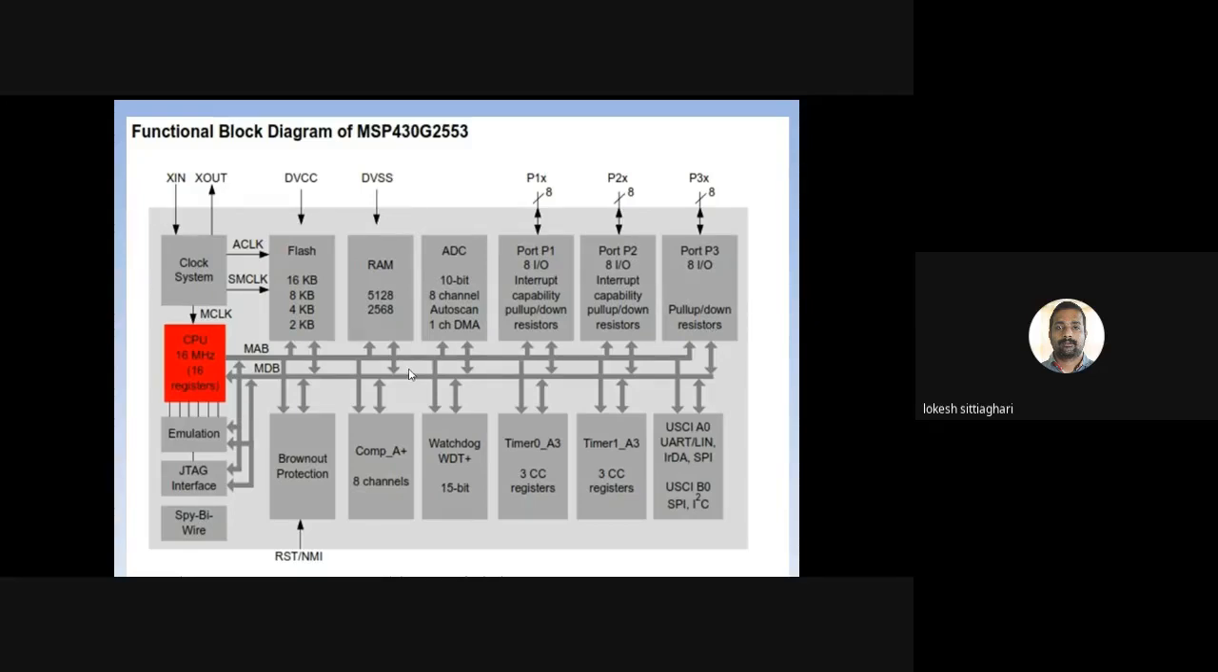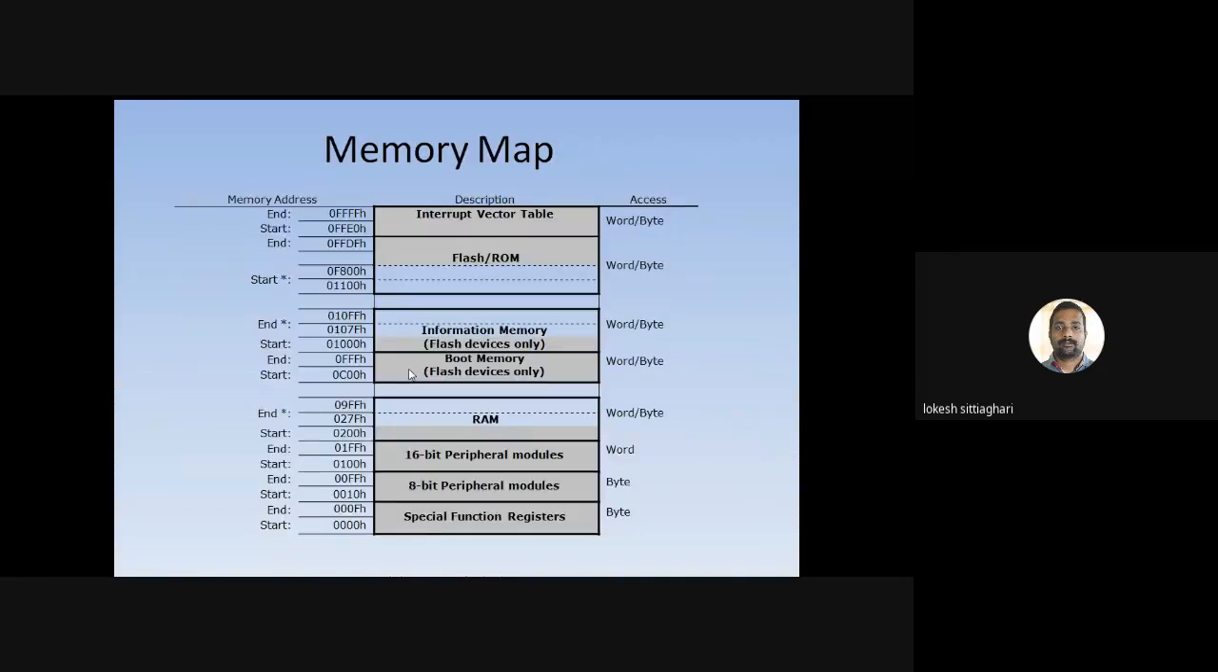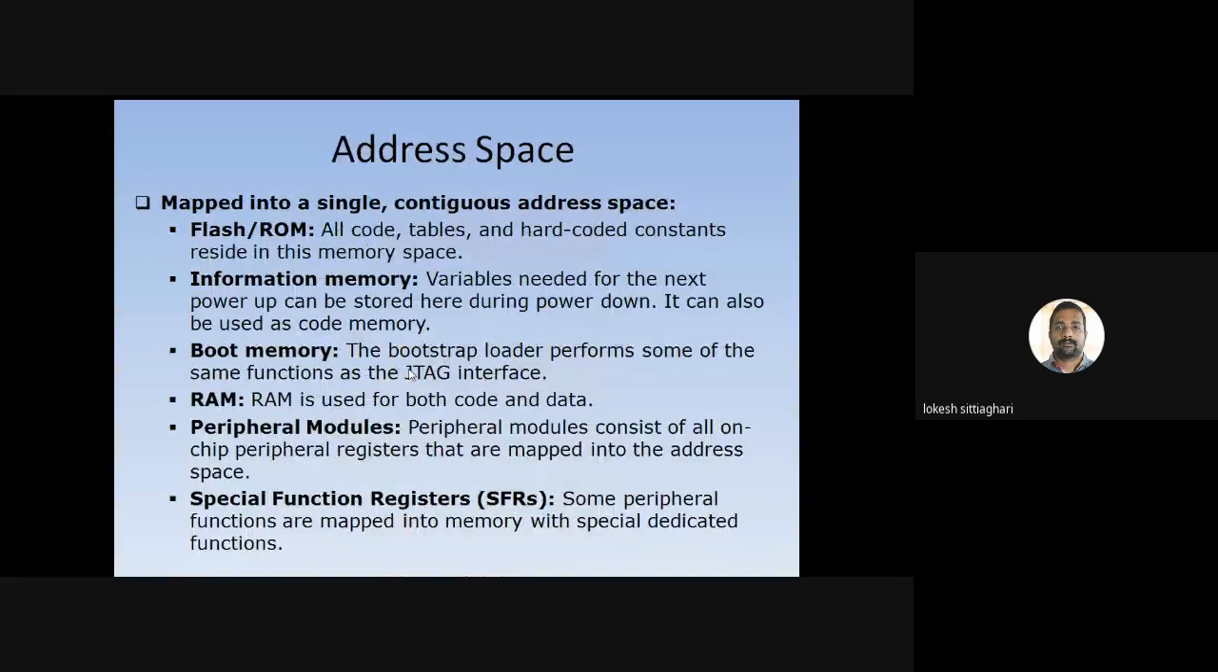Next, after this, we will go to the address space. You can see this is the memory map, how the RAM is divided. The RAM and ROM, the total memory, how it is divided. You can see here the map into a single contiguous address space. First we have the ROM, that's the flash. You know that the flash or ROM consists of all the code, tables and the hardcoded constants. Everything is available here.